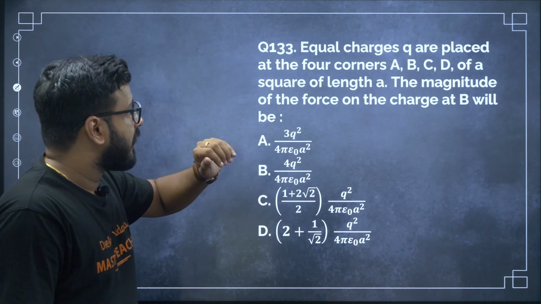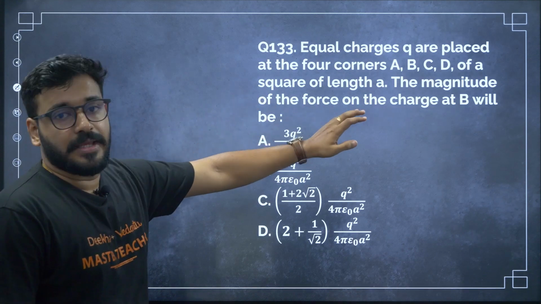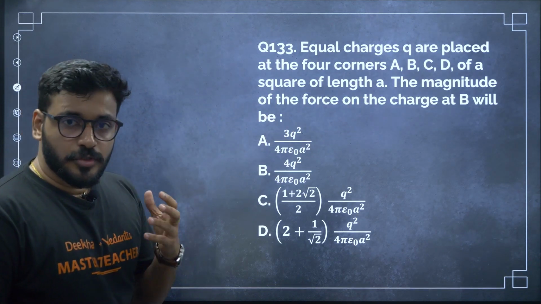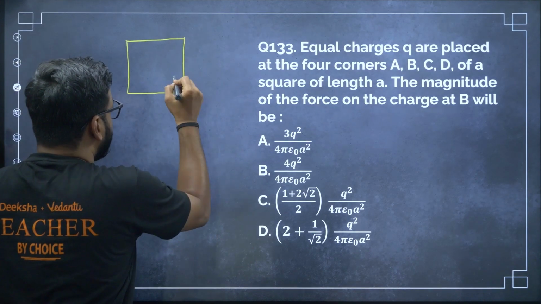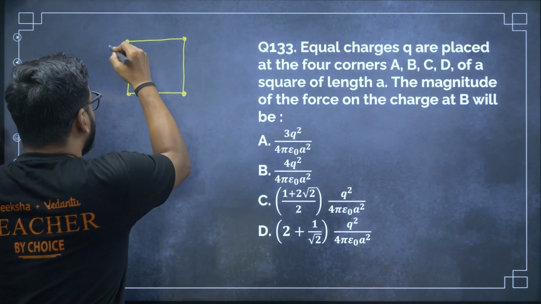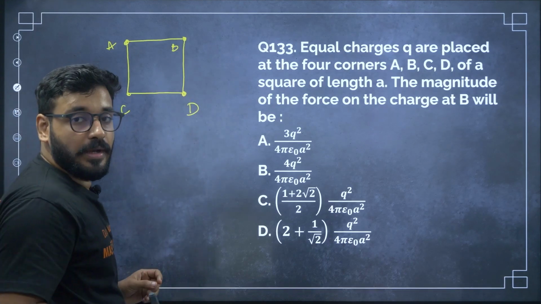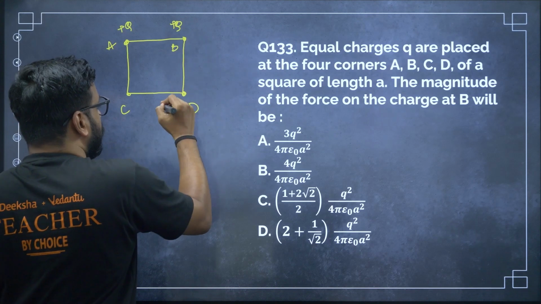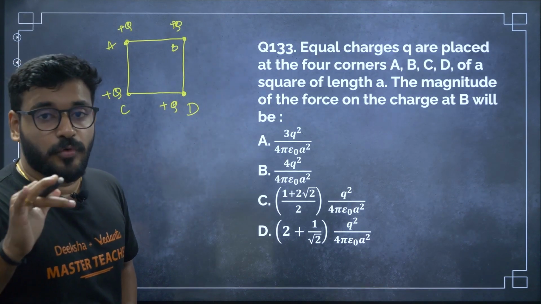Equal charges Q are placed at the four corners A, B, C, D of a square of length A. The magnitude of the force on the charge at B will be, so very simple, four corners of a square. Now here the knowledge of vectors is very crucial, A, B and C and D. So now everywhere it's positive charge Q, everywhere plus Q. Now what is the total net force on B?